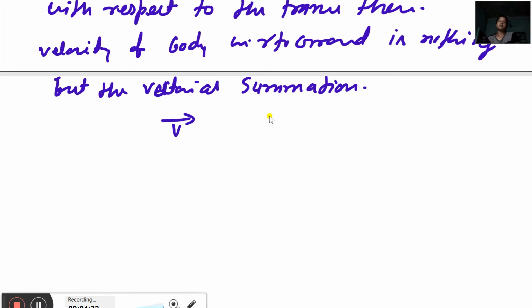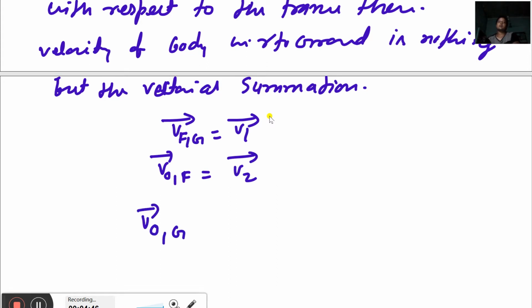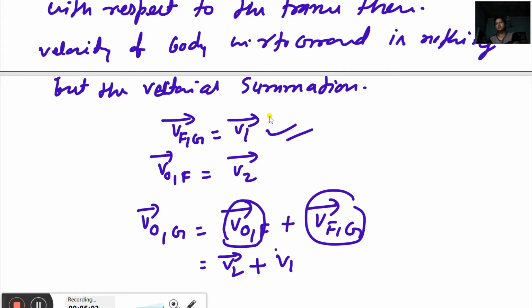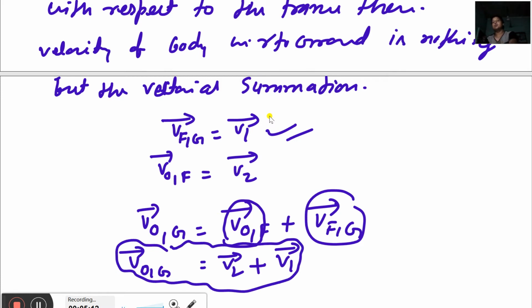Velocity of frame with respect to ground is v1. Velocity of object with respect to frame is v2, suppose. Then velocity of object with respect to ground is what? Velocity of object with respect to frame v2 plus velocity of frame with respect to ground v1, so v2 plus v1. Vectorial summation.